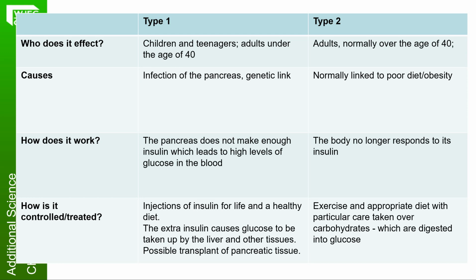So to treat or control type 1 diabetes, the person will need to inject themselves with insulin every day for the rest of their lives to control that blood sugar levels. They should also obviously be careful with what they eat, that they're not eating too much sugar. So what the insulin does, so when they inject themselves with insulin, that will react exactly as insulin in the body usually does and change the excess glucose into glycogen to be taken up by the liver and other tissues.